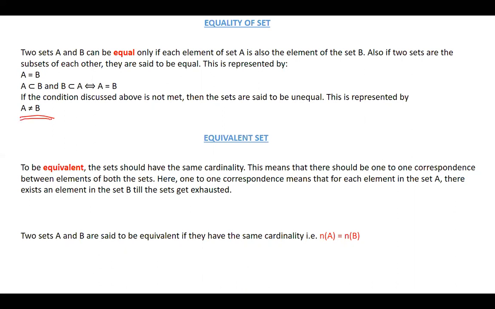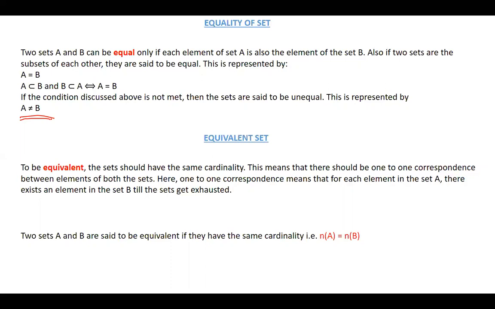So let me just read through equivalent as well, and then I'll explain the difference between the two. To be equivalent, the sets should have the same cardinality. Somebody is probably asking themselves, what is this cardinality? Cardinality is nothing but the number of elements in the set. So the cardinality of any given set is just the number of elements in that set. This means that there should be one-to-one correspondence between elements of both the sets.